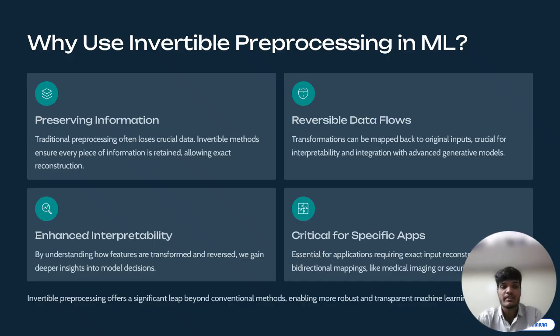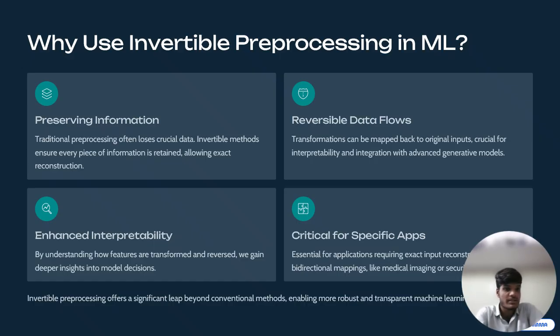When we go through preserving information, traditional pre-processing often loses crucial data, and invertible methods ensure every piece of information is retained, allowing exact reconstruction. And in reversible data flows, transformations can be mapped back to original inputs, crucial for interpretability and integration with advanced generative models. Next, enhanced interpretability. Here, by understanding how features are transformed and reversed, we gain deeper insights into model decisions. Critical for specific apps: essential for applications requiring exact input reconstruction by bidirectional mappings, like medical imaging or security.